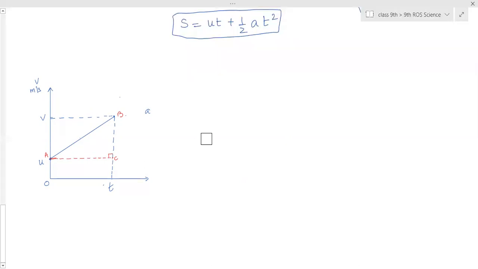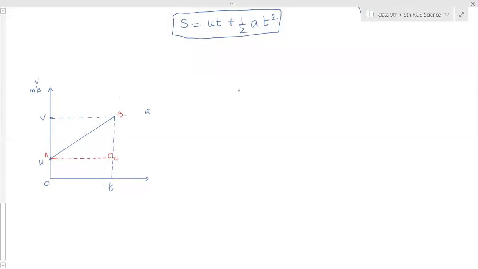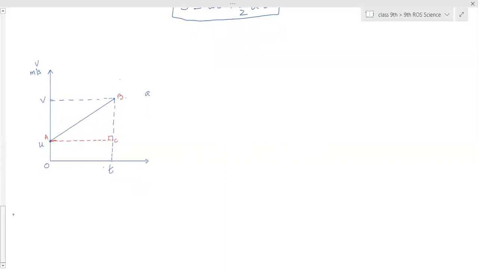Okay, this is a graph. So we need not draw AC, right? AC is not needed. I'm not able to erase it, ma'am. You can. Now distance covered. We are using the same thing, that distance covered is equal to the area below the line, and we have to calculate this area by using the area of a trapezium.